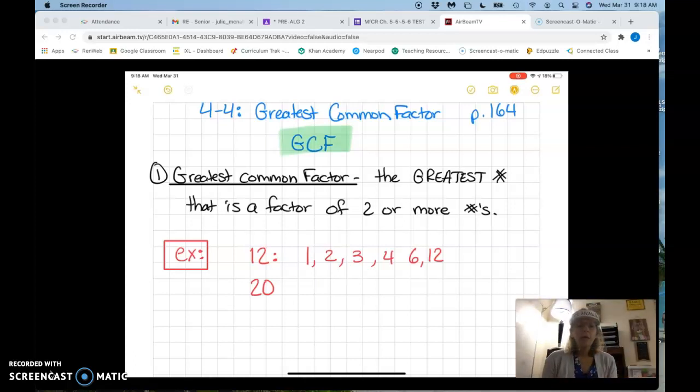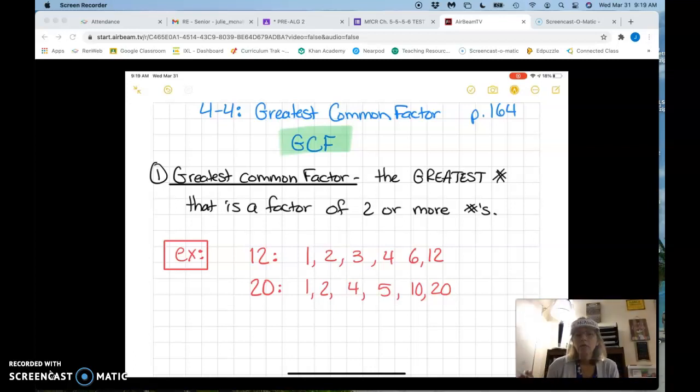So now I'm going to do the same thing for 20. I'm going to write all the factors of 20. So I always start with 1 and 20. What else? 2 and 10. Good. And 4 and 5. And that's it, because 4 and 5 are next to each other, so now I know I'm done.